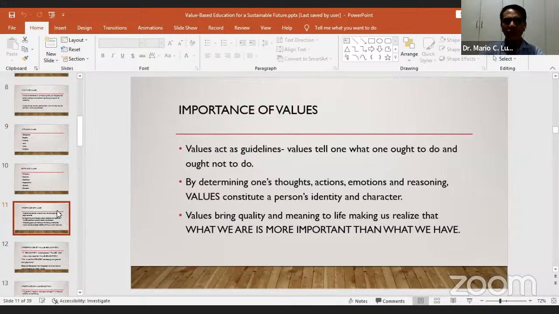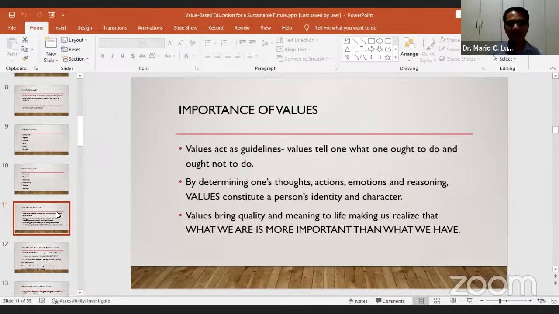And why do you think values are important? Because they act as guidelines and they tell one what ought to be done and what ought not to be done. These are the things that you would do, and these are the things that you should not do. So this would probably explain our belief system. Of course, there are things that we do which you don't do in India, and there are things that you do in India that we also don't do here in the Philippines.